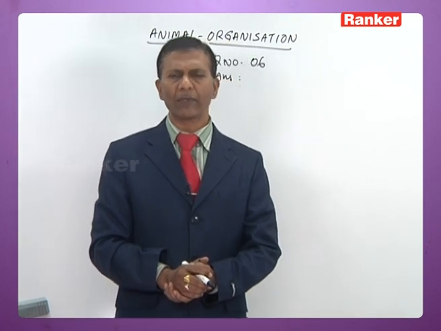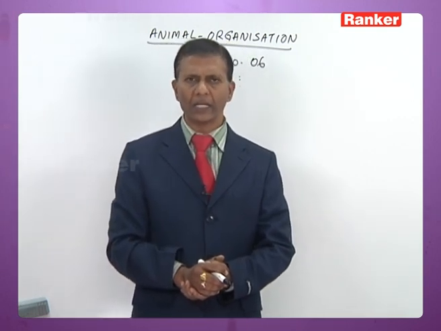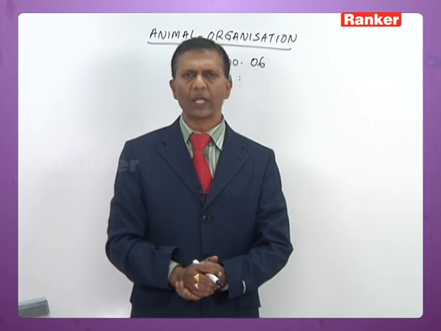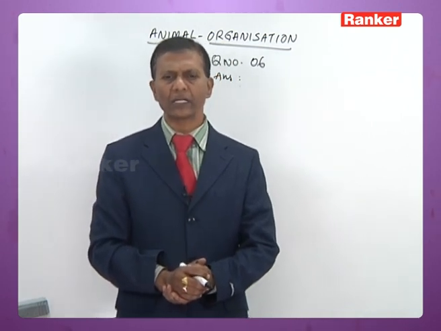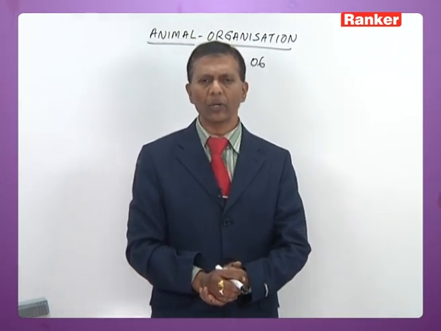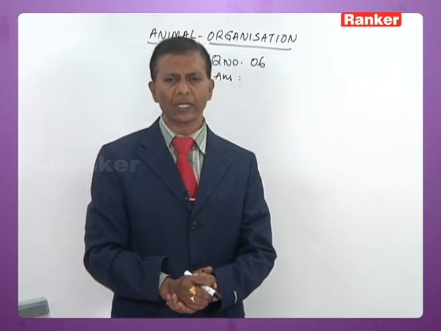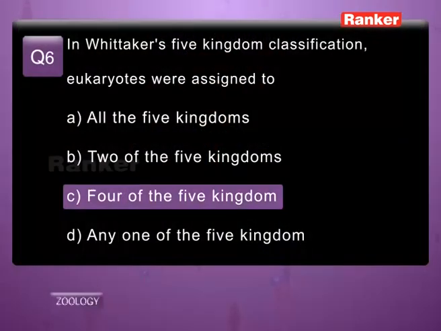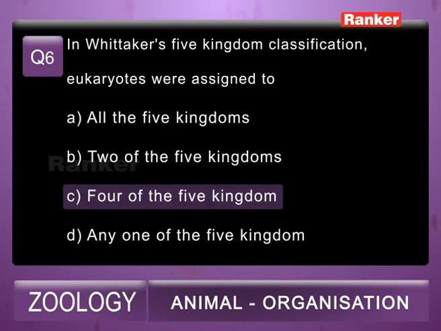Plantae, multicellular autotrophic organisms, Fungi, multicellular heterotrophic saprophytes. So the rest of the four kingdoms include eukaryotes. So sixth question correct answer is C, four of the five kingdoms.